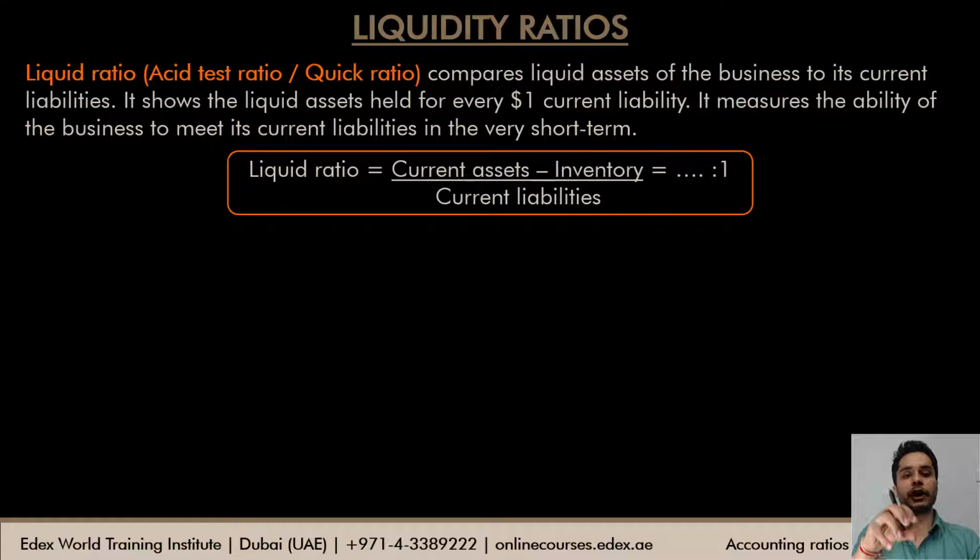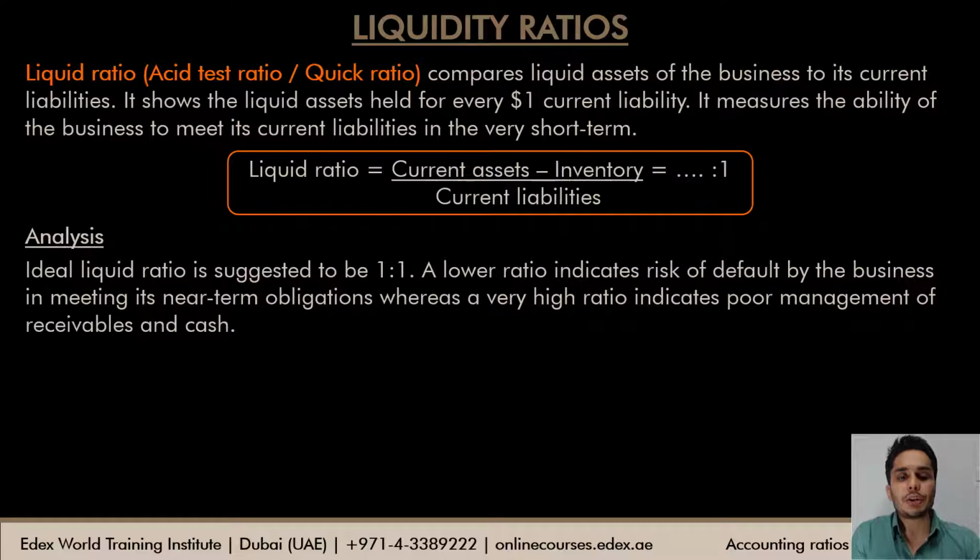Now this ratio measures whether the business will be able to meet its current liabilities using its current assets excluding inventory in the very short term, in the next few months. An ideal quick ratio is suggested to be 1:1. So if a business has its liquid ratio near the ideal ratio, it can be said that the business is in a comfortable position and will be able to meet its liabilities. A very low ratio indicates risk of non-payment, and a very high ratio indicates inefficiency in business management or in working capital management. Can we improve our liquid ratio?